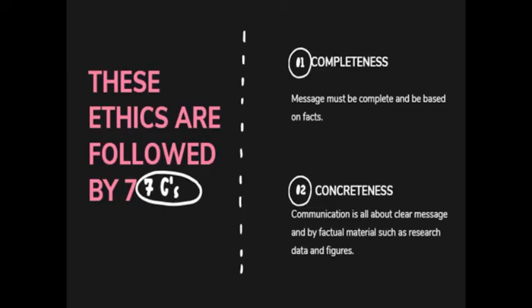So we have ethics followed by the seven C's. First one, we have completeness. The message must be complete and be based on facts. Why? Each message should be complete because it brings a desirable result to provide all necessary information. Sometimes when we communicate, we give something extra when desirable. Right. So next, concreteness.